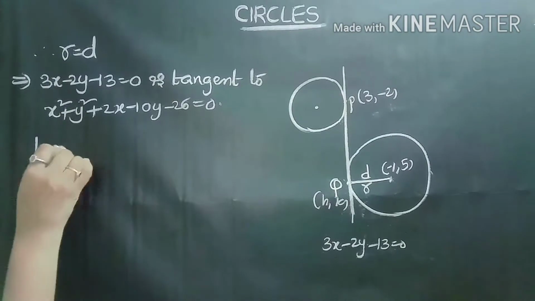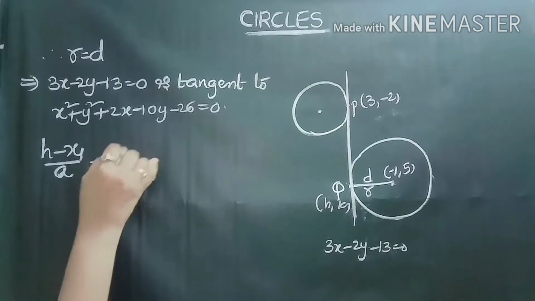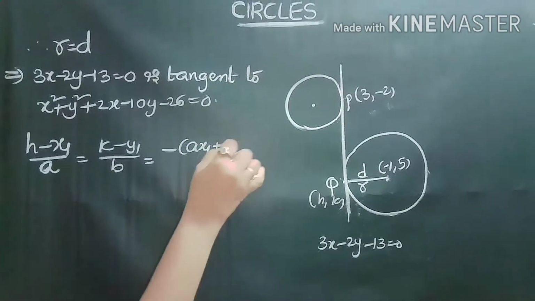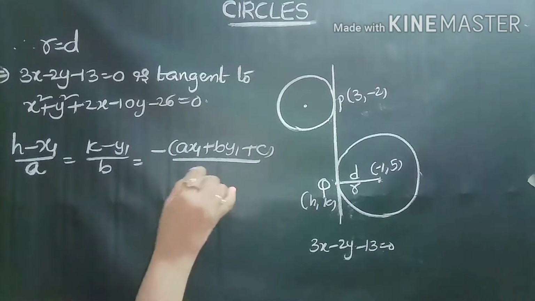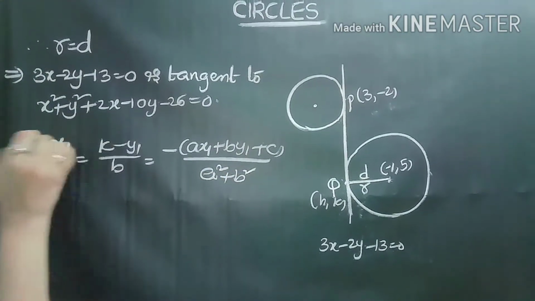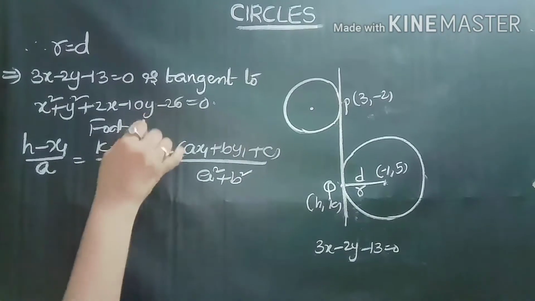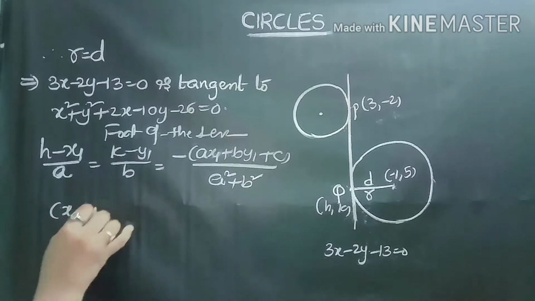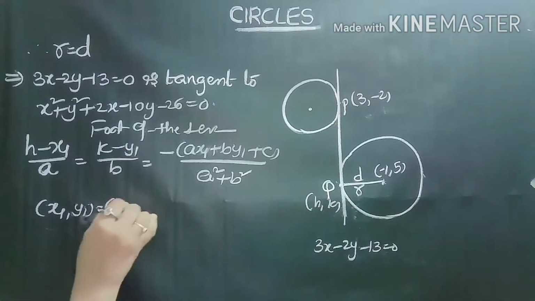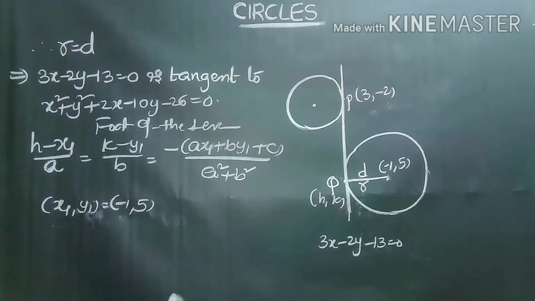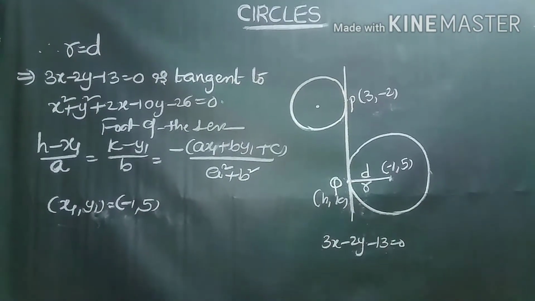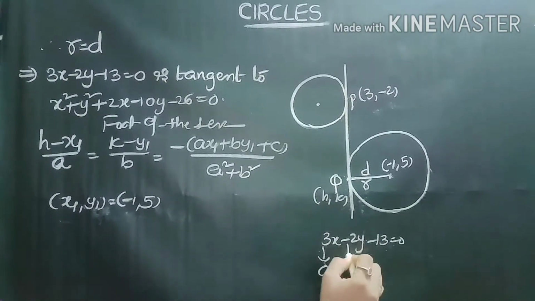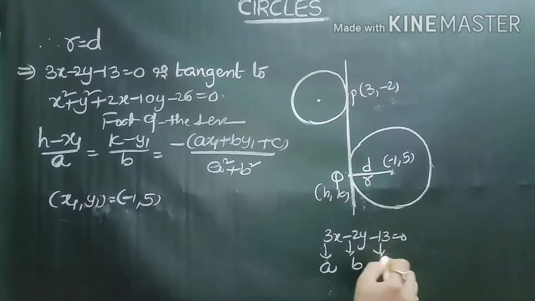First we take the foot of the perpendicular formula. The formula is (h - x1)/a = (k - y1)/b = -(ax1 + by1 + c)/(a square + b square). Here (x1, y1) is the second center value (-1, 5), and the given line is 3x - 2y - 13 = 0. From this line we take the values of a, b, c: a is equal to 3, b is equal to -2, and c is equal to -13.